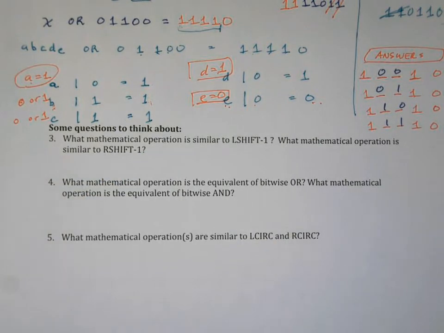What mathematical operation is similar to left shift 1? If I take a bit string and shift it once to the left, what mathematical operation am I doing? Same thing with right shift 1. What mathematical operation is the equivalent of bitwise OR, and what is the equivalent of bitwise AND? And then what operations are similar to L-circ and R-circ?